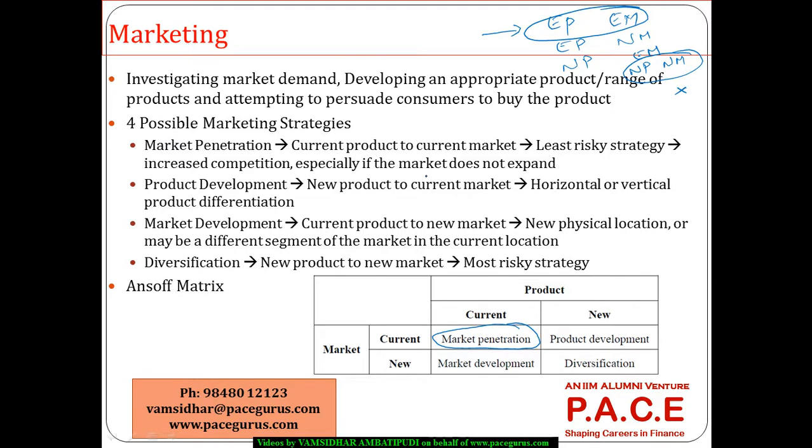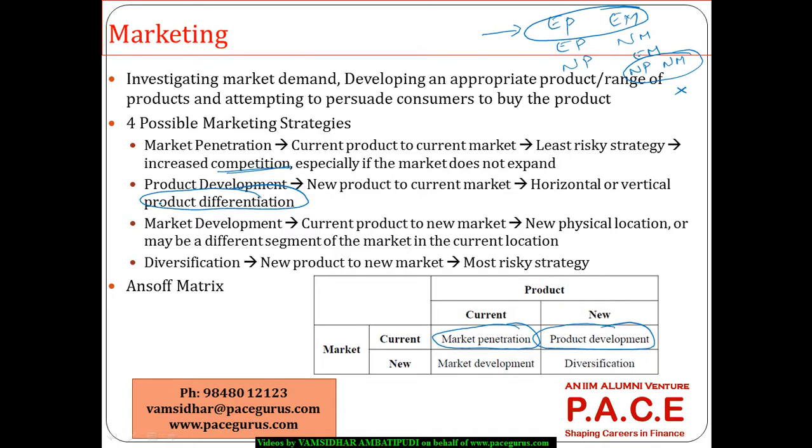right? The least risky. But if more and more players come in, if the competition increases in that scope, if I'm not expanding either in terms of products or in terms of market, then my profitability and my growth is very much hampered. Whereas the other option is, to the current market itself, I go with a new product. I enhance the product or I create a totally new product and take it to the existing customer base itself. And that is what we are calling product differentiation.